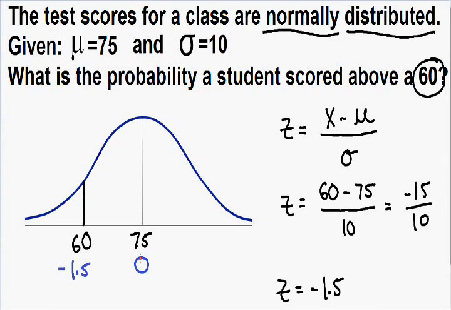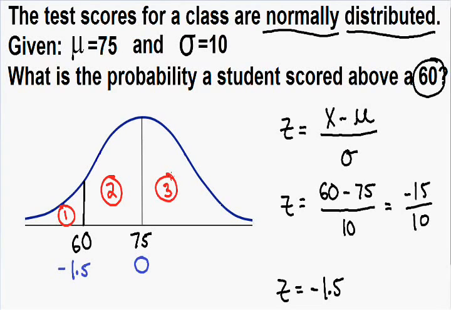So now in order to solve this problem, we need to solve these areas under the curve. Notice how we have three separate sections. We have this area to the left of 60, which I'll call section 1. We have this area in between 60 and 75, which I'll call section 2, or area 2. And we have this area to the right of 75, which I'll call section 3, or area 3.